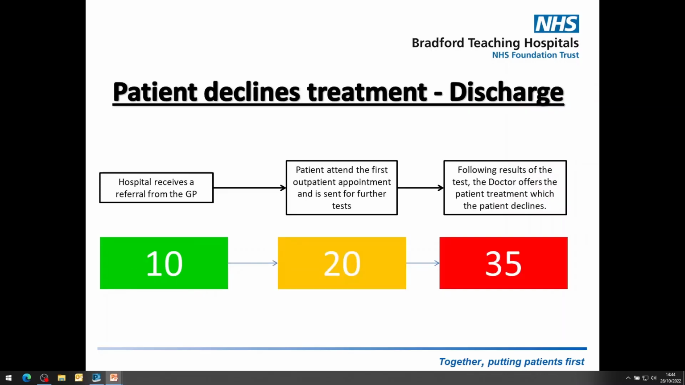If the patient declines treatment, in this instance, we did some tests on the patient, and during the follow-up, when the patient was offered some treatment, the patient declined. Because the patient declined, we need to stop the RTT pathway ticking, and we would discharge the patient back to the GP's care. So this would be code 35.